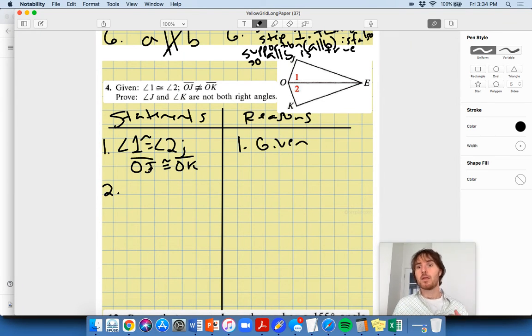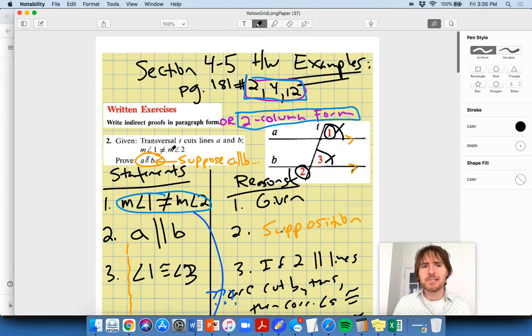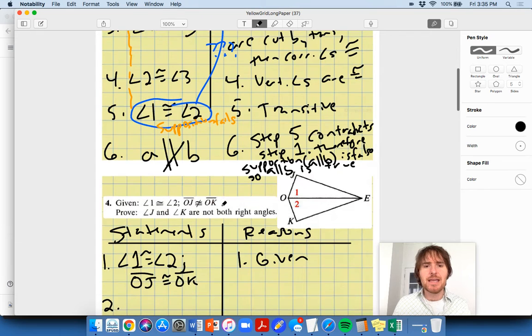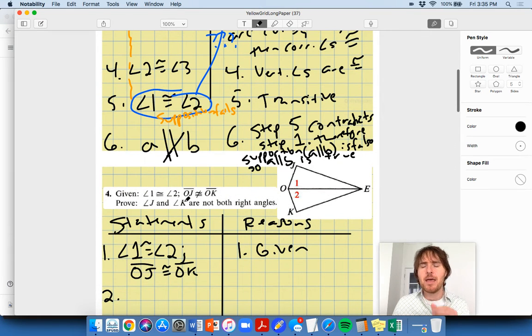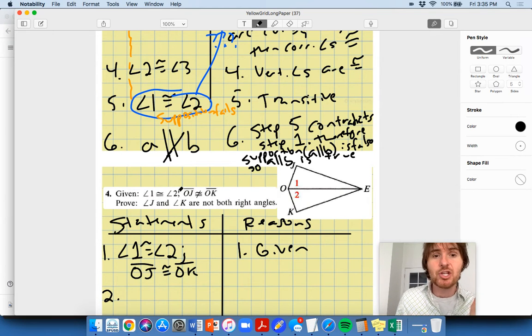Step 2. After the given premise, in an indirect proof, I'm trying to prove this indirectly. Another thing I said during class which I really want to call out here: if you're trying to prove something is impossible, like it's impossible for A to be parallel to B, or impossible for angle J and angle K to be right angles, odds are you have to write an indirect proof. You have to show that it's impossible for them to be right angles, so we're going to assume that angle J and angle K are right angles, and we're going to show that some sort of contradiction will come up, that our given premises would have to be false for that to be true.